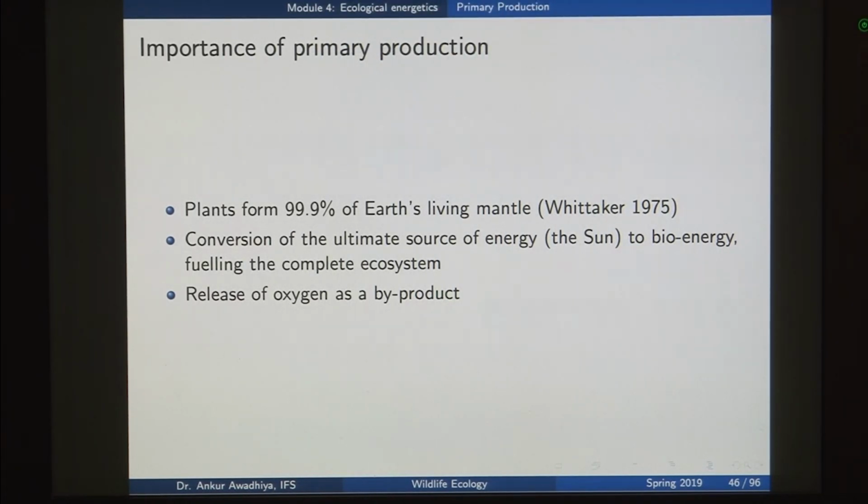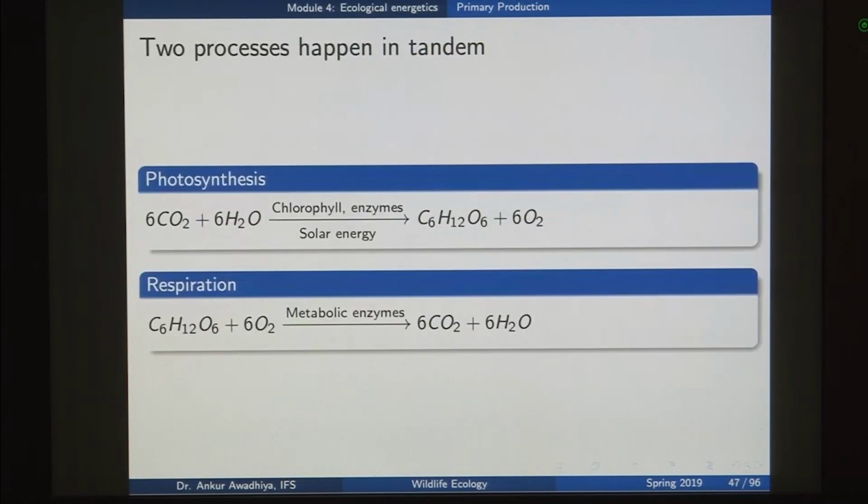And the third importance is that it releases oxygen as a byproduct. Now, oxygen is required by most of the other organisms to convert these biological molecules into energy, and because this is a byproduct of primary production, there also it becomes extremely important to learn about primary production.